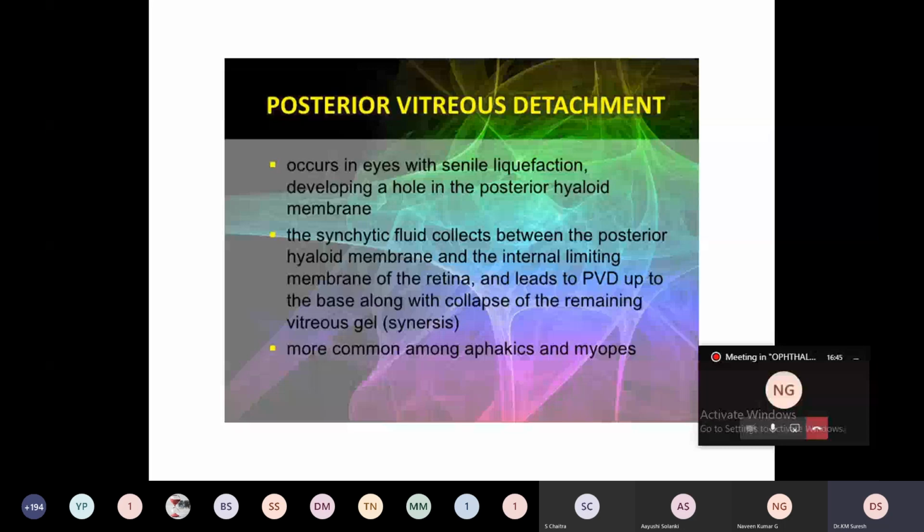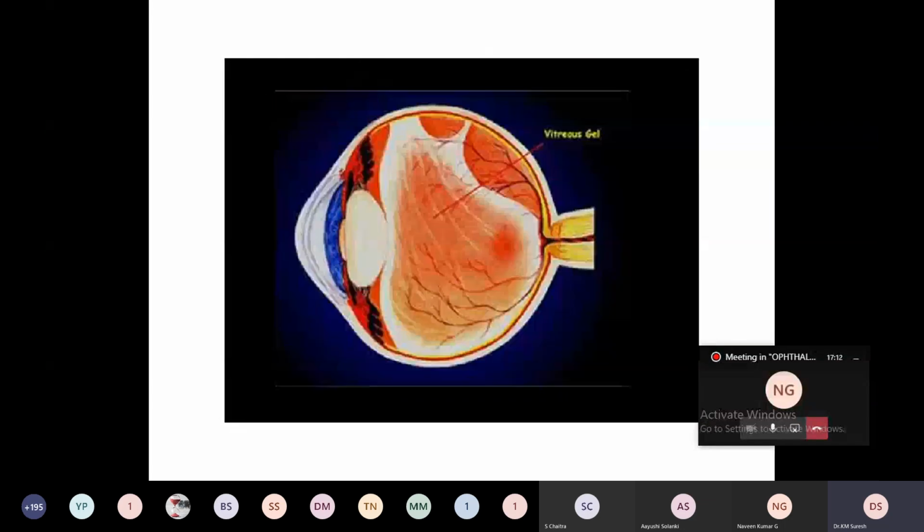It develops a hole in the posterior hyaloid membrane. The synchytic fluid then collects between the posterior hyaloid membrane and the internal limiting membrane of the retina and leads to posterior vitreous detachment up to the base, along with collapse of the remaining vitreous gel. And this can be very common. Posterior vitreous detachment can also be very common among the aphakics and myopics.